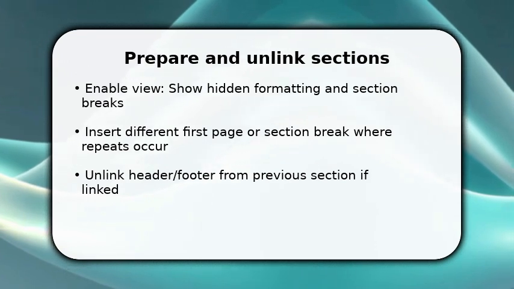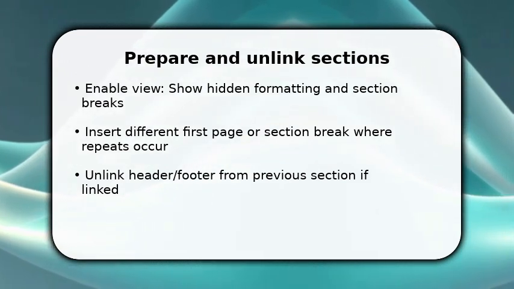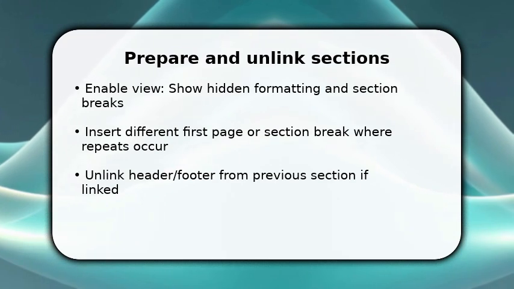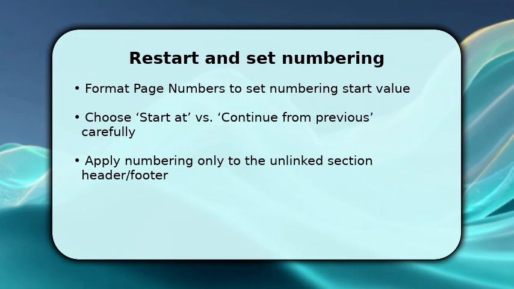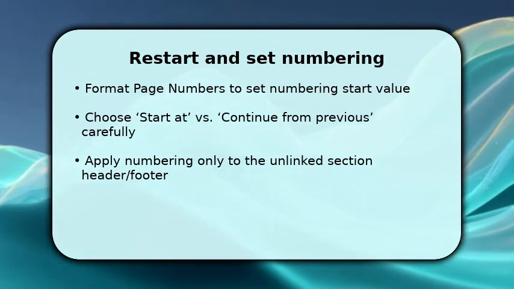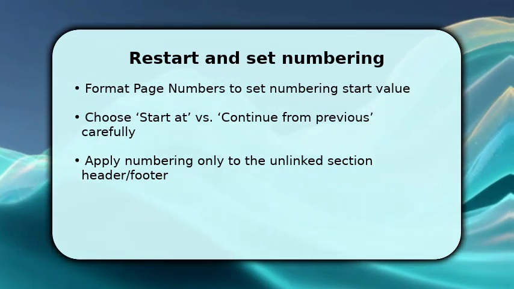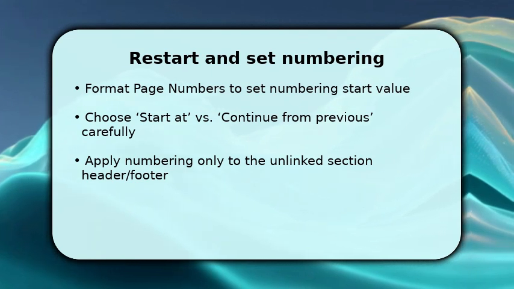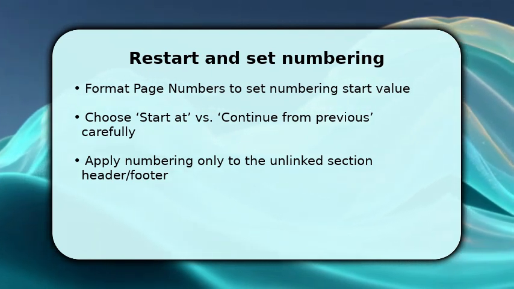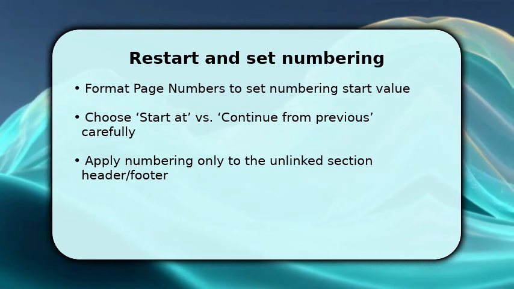Now control the actual numbers. With the header/footer active, choose Insert, Page Number, Format Page Numbers. Once the dialog opens, select Start At and enter the correct starting number for that section. Do not leave it on Continue from Previous. This overrides inherited counts. Make sure you insert the page number only in the section that you previously unlinked.